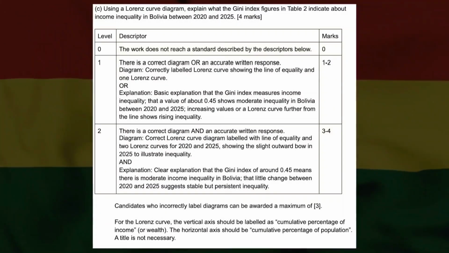For the Lorenz curve, the vertical axis should be labeled as cumulative percentage of income or wealth. The horizontal axis should be cumulative percentage of population. A title is not necessary.